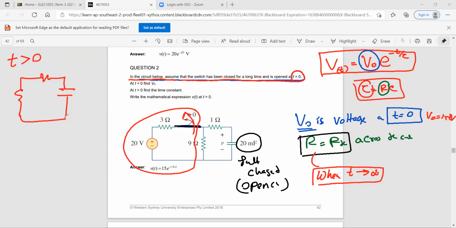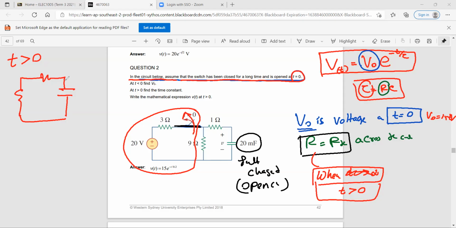Now, whenever you find the RTH, you need to consider the circuit when the t is more than 0. So you remember this. Put an asterisk and write it somewhere, because I have seen students, when they solve questions, sometimes use the wrong circuit to find RTH. So consider this circuit.